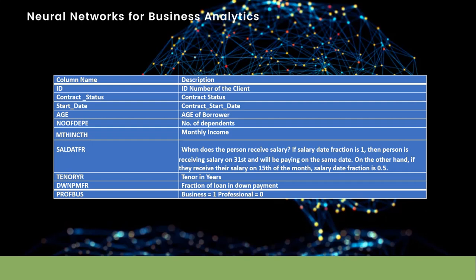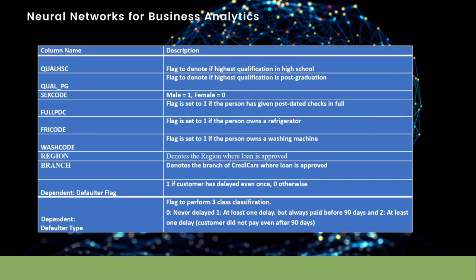The next variable is the tenor in years, the number of years that this person, or that the client, has been employed. Then you have the fraction of loan in down payment. Then we have a binary variable which takes the value of 1 if the person has their own business, or the value of 0 if the person is a professional, if the person is employed in a company. Let's see the following slide.